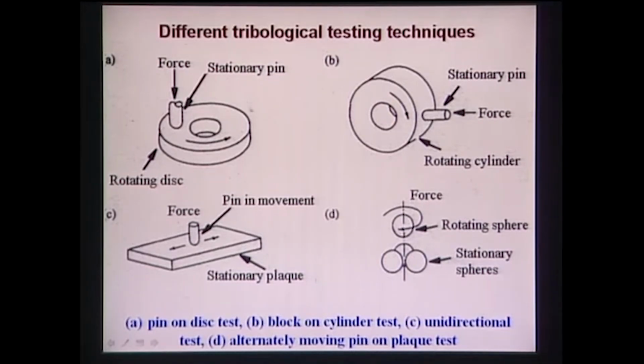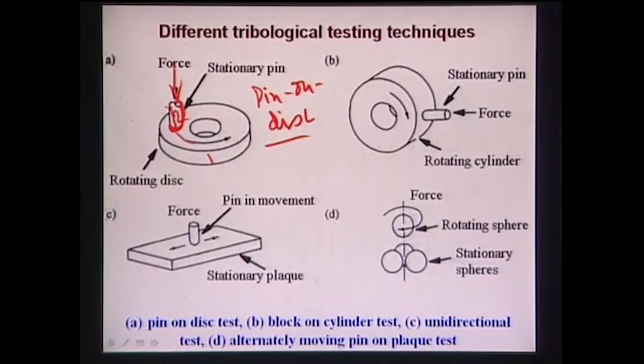This first one is called the pin on disc type of setup, and this is most widely used across the world. As the name suggests, the pin is a cylindrical pin, and this cylindrical pin is forced against a rotating disc. Normally, as I said, one body is in relative motion against the other. Here the rotating body is number 1 and the pin is number 2. The disc always rotates at a certain rotational speed and the pin stays at rest at a particular position.